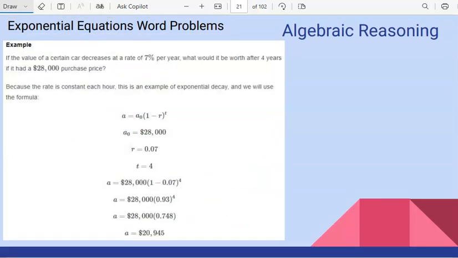Here's another example. If the value of a certain car decreases at a rate of 7% per year, what would it be worth after 4 years if it had a $28,000 purchase price? Because the rate is constant each year, this is an example of exponential decay, and we'll use the formula. The initial value is 28,000, the rate is 0.07, and t is equal to 4.